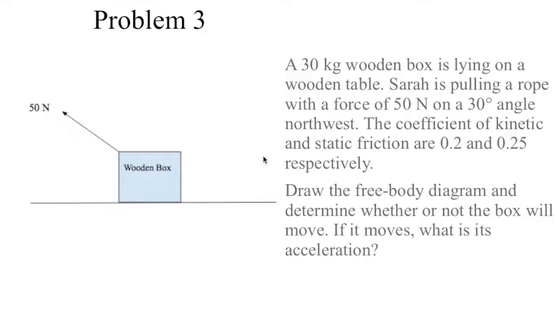Problem 3. A 30-kilogram wooden box is lying on a wooden table. Sarah is pulling a rope with a force of 50 newtons on a 30-degree angle northwest. The coefficients of kinetic and static friction are 0.2 and 0.25 respectively. Draw the free body diagram and determine whether or not the box will move. If it moves, what is its acceleration?